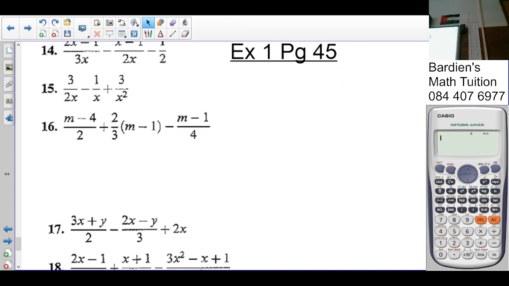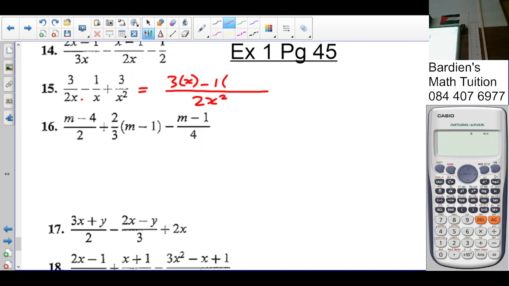Number 15, what's your LCM here? 2x squared. Nice. So 2x times what is 2x squared? X. So it's 3 times x, or x times 3, minus 1 into x multiplied by what is 2x squared? 2x. Plus 3 into x squared multiplied by what is going to give you 2x squared? 2.